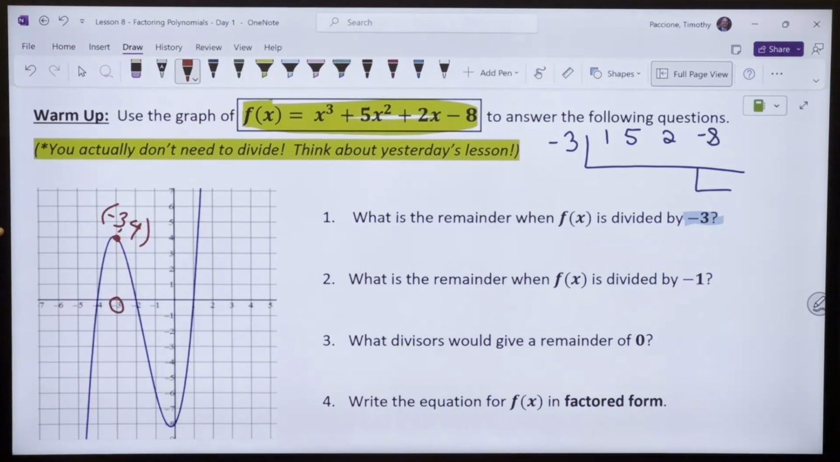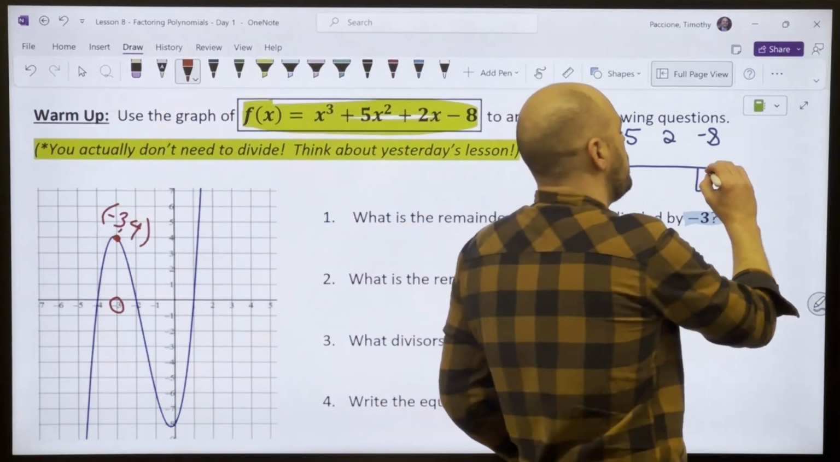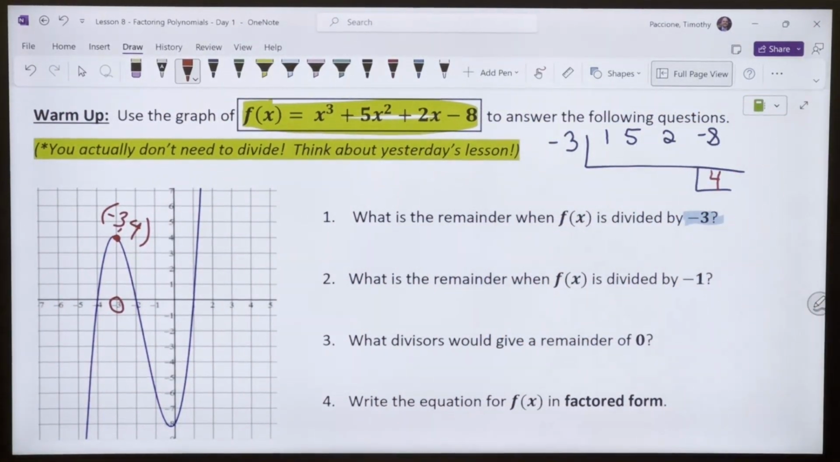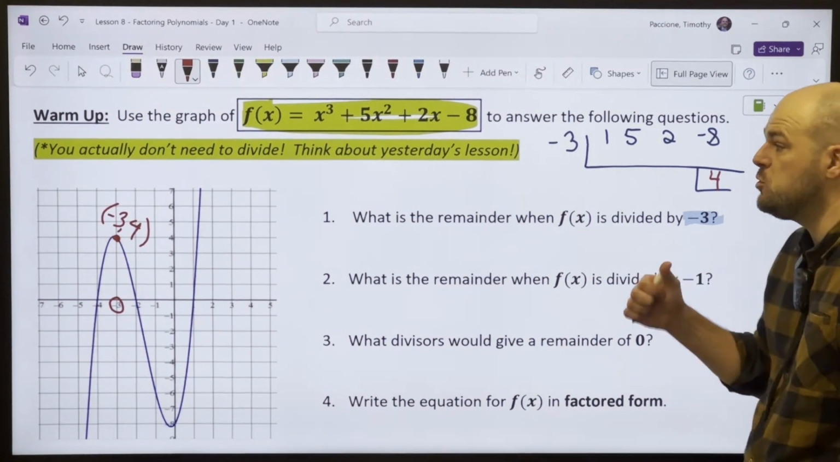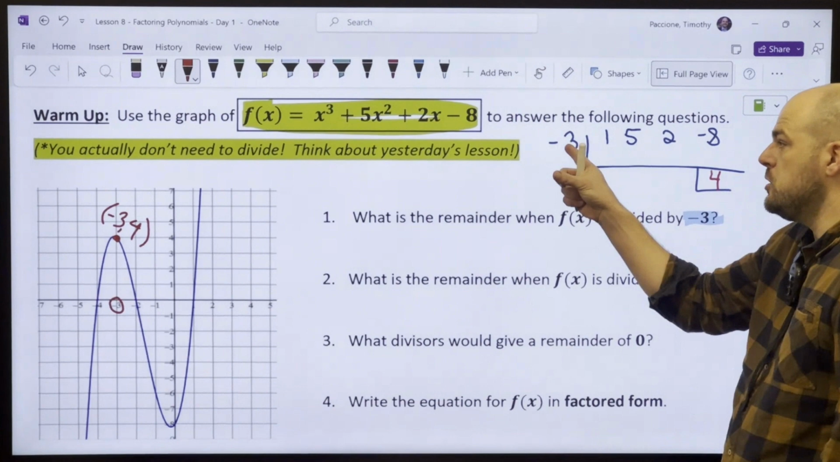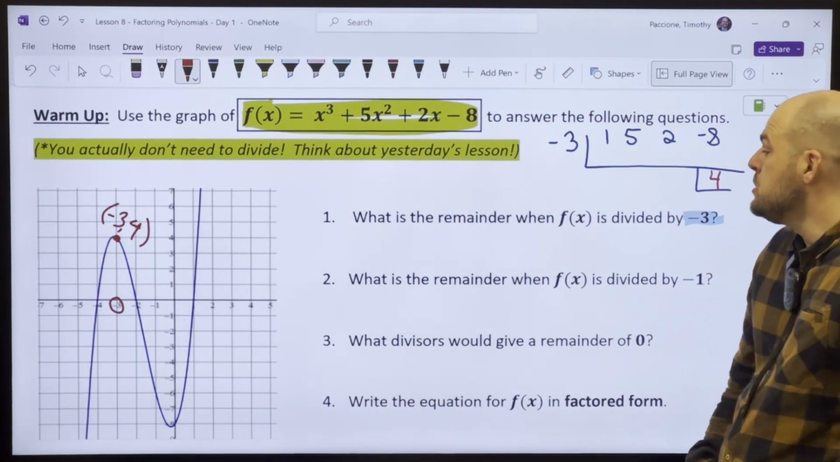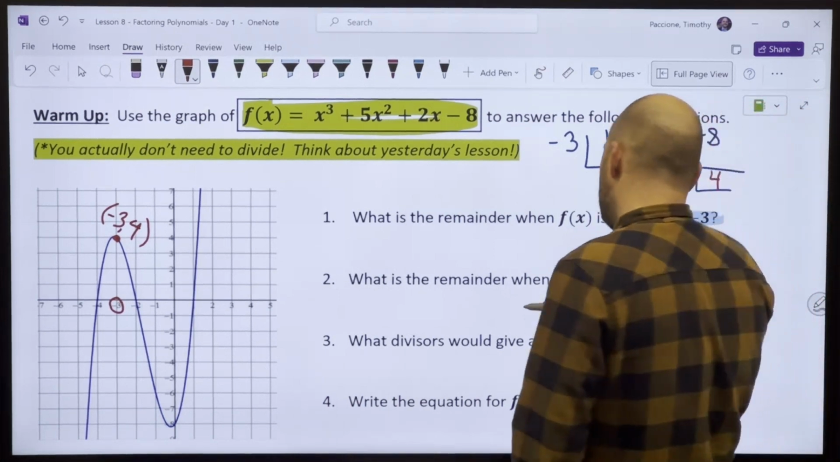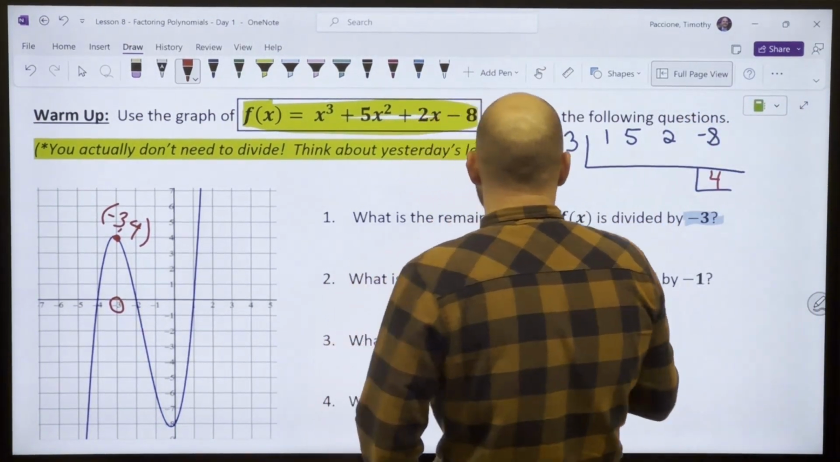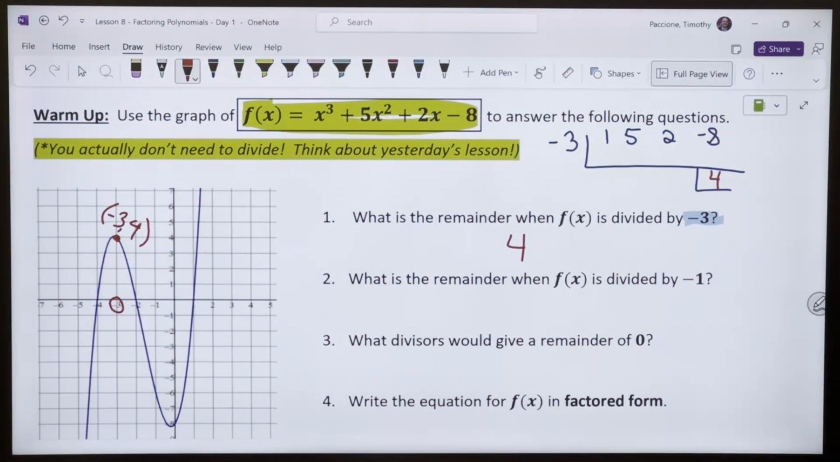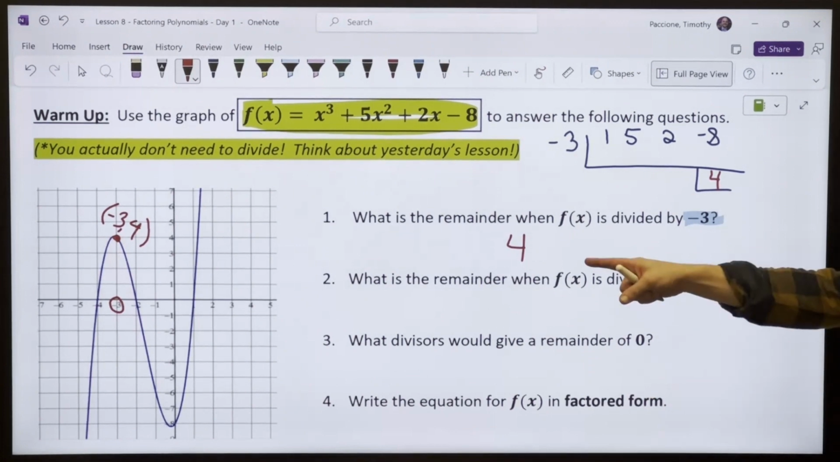So I know that if I did do synthetic division, if I did go through all of that, I would do all the math, and I would get a 4 there, right? That is what we learned yesterday, is that synthetic division actually gives you points. The x is what you divide by, the y is what you get as your remainder, right? So I can answer this question. What would the remainder be when we divide by -3? It would be 4, right? I didn't even do it. I just know by looking at the graph.